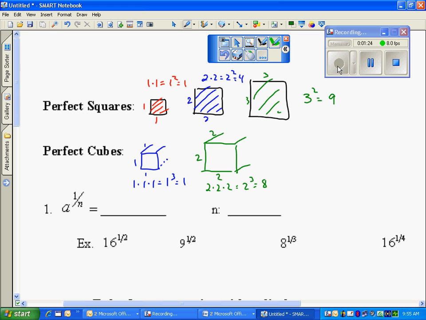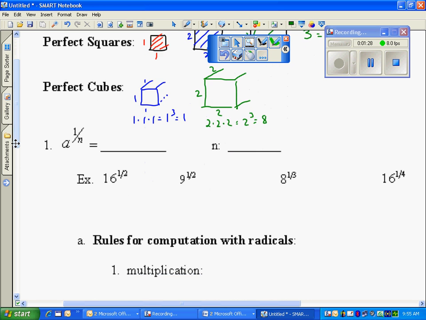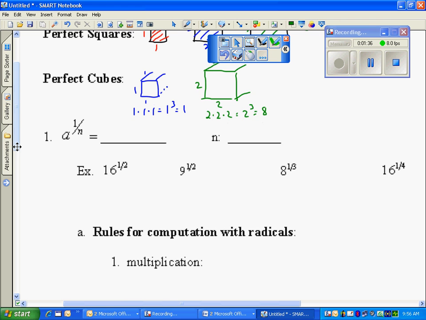So what we're going to be doing with perfect cubes and squares is relating them to exponents. And these exponents are what we call fractional exponents. So what we're going to be looking at is a to the 1 over n, which says the nth root of a. Now when we talk about a root, we talk about a beginning.